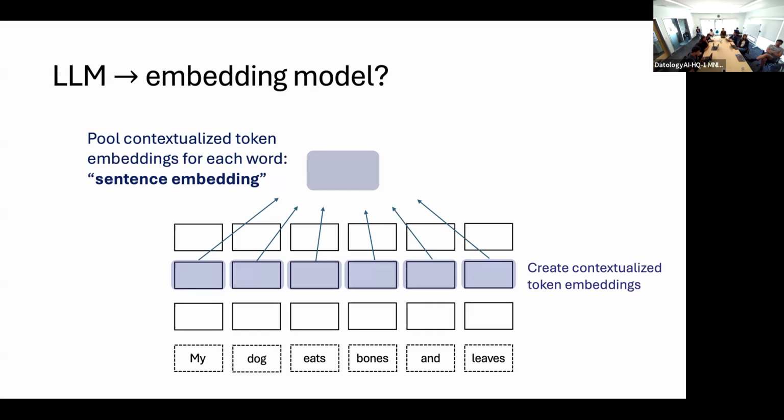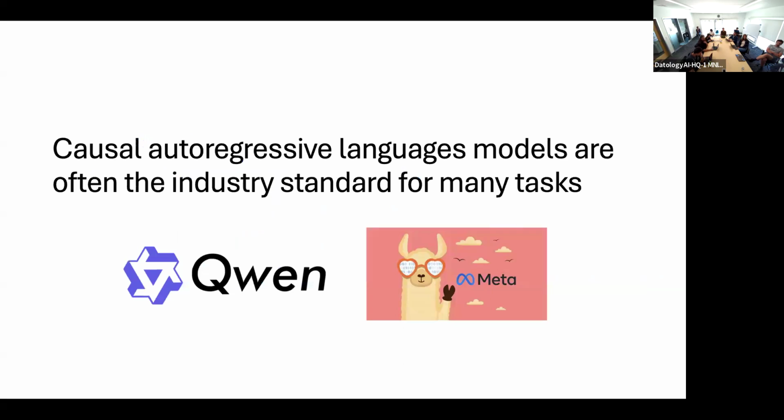So what is the problem? Causal autoregressive language models are the industry standard for many tasks, especially when this paper was being written. These days there are maybe diffusion and other things happening, but causal autoregressive language models have been so dominant in the space. So the question is, how can you convert all the money that is being spent on training causal autoregressive models into good embeddings performance?